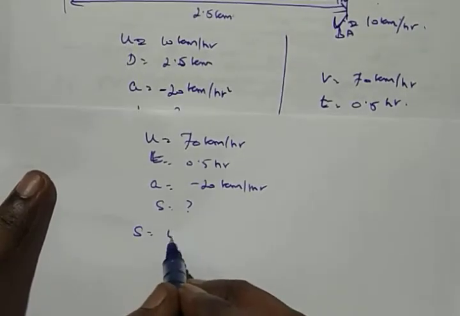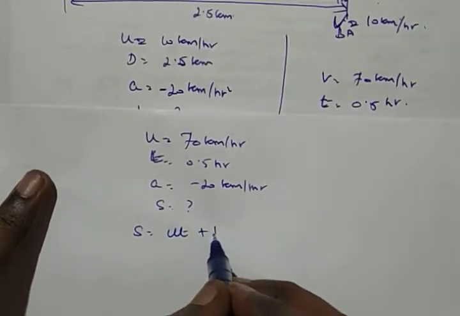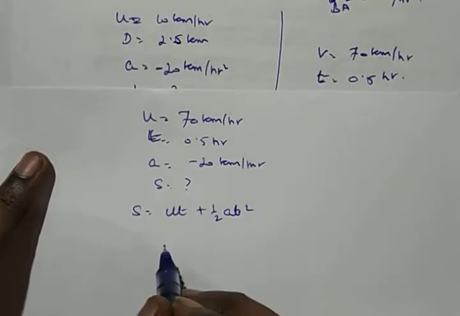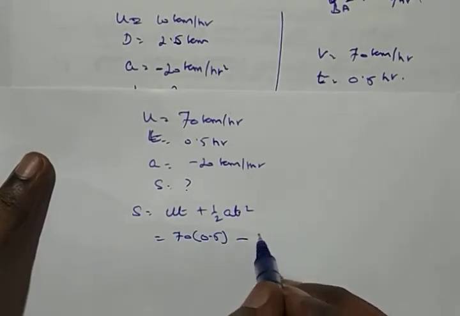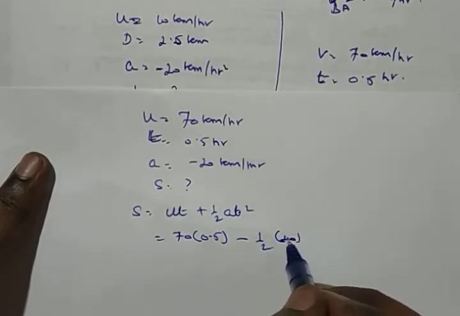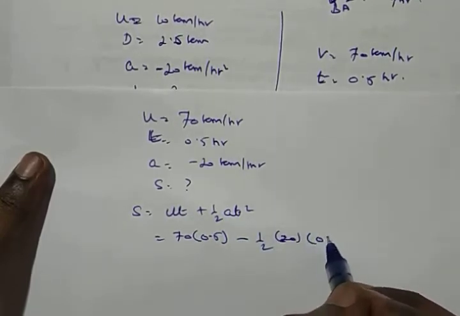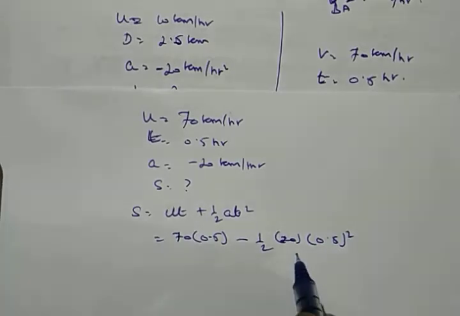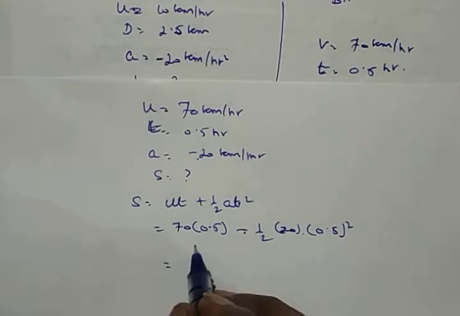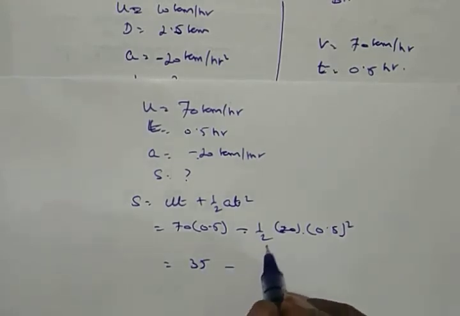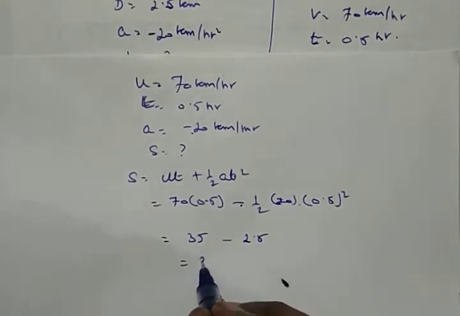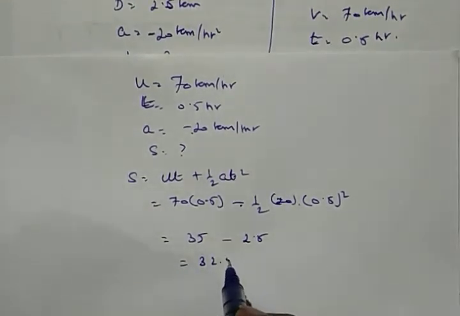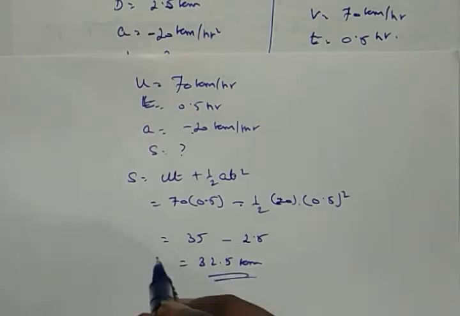So S is equal to ut plus half at square. So 70 into 0.5 minus half into 20 into 0.5 the whole square. Why is it minus? Because it is retardation, the acceleration is already negative here. So you will get 35 minus 2.5, which is equal to 32.5 kilometers. That's the distance.